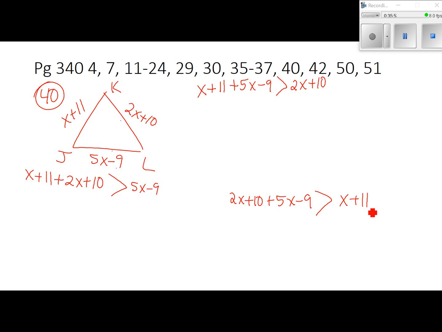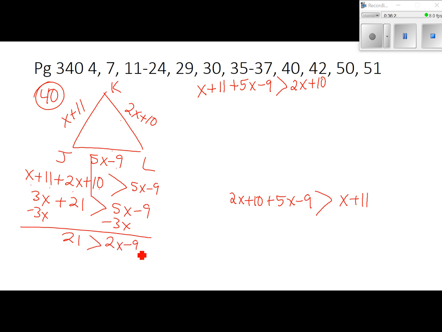Now what we got to do, you should have learned in algebra, you solve inequalities just like you solve equations. And I'm going to do this very quickly. We collect like terms, so we get 3x, 11 and 10 give me 21, is greater than 5x minus 9. Subtract 3x on both sides, you end up with 21 is greater than 2x minus 9. Add 9 on both sides, you end up with 2x on that side greater than 30. Divide by 2, divide by 2.